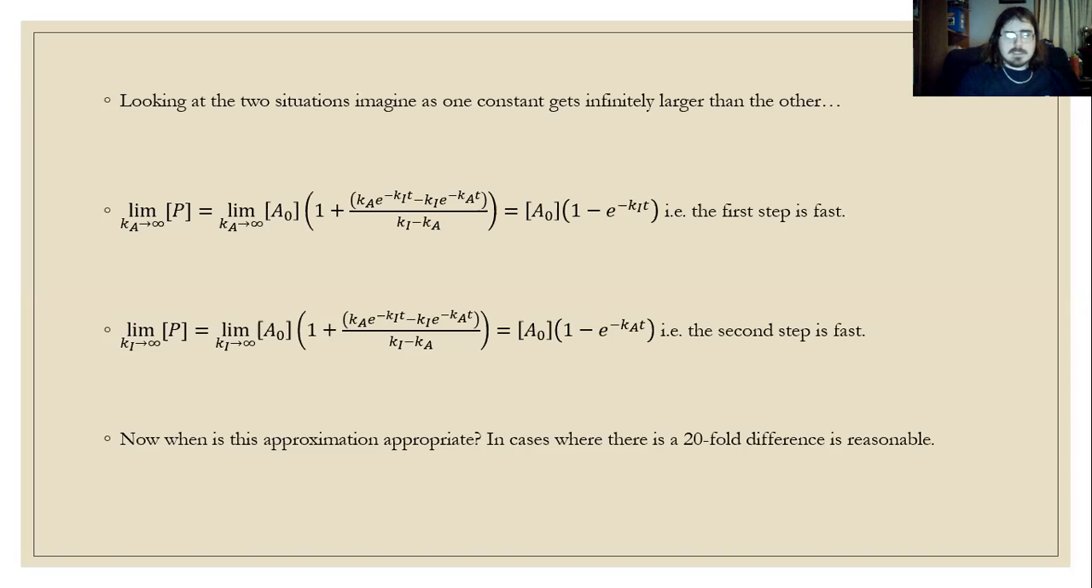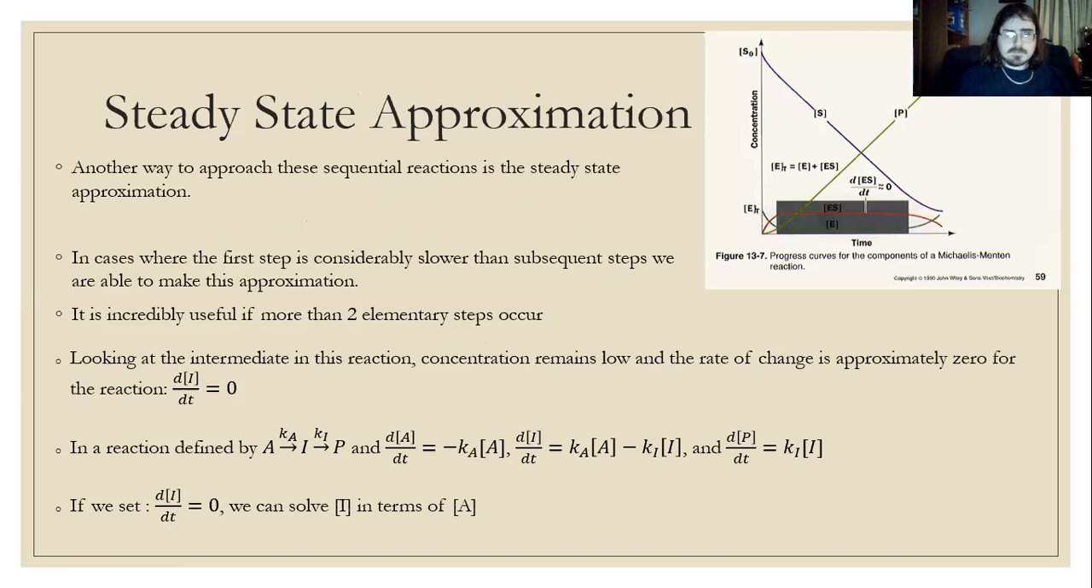Now, when is this approximation appropriate? One case is where a 20-fold difference is reasonable. So if the rate constant Ka is 20 times greater than Ki, you can make this assumption. If it's kind of in the middling, that becomes a little bit harder. But that's kind of what we're looking at.